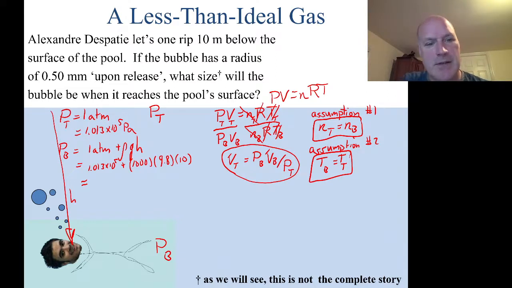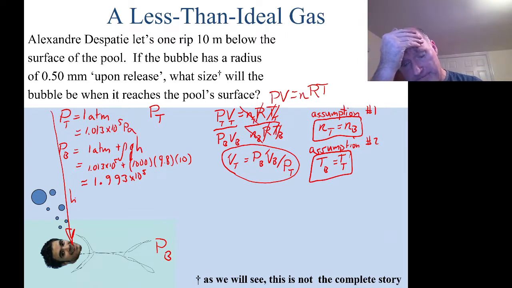Okay, and we get, let me see, 1.993 times 10 to the 5 Pascal. So we've got pressure top, we've got pressure bottom, and we need volume bottom. So what's the volume bottom? The volume bottom is equal to 4/3 pi r bottom cubed, right?